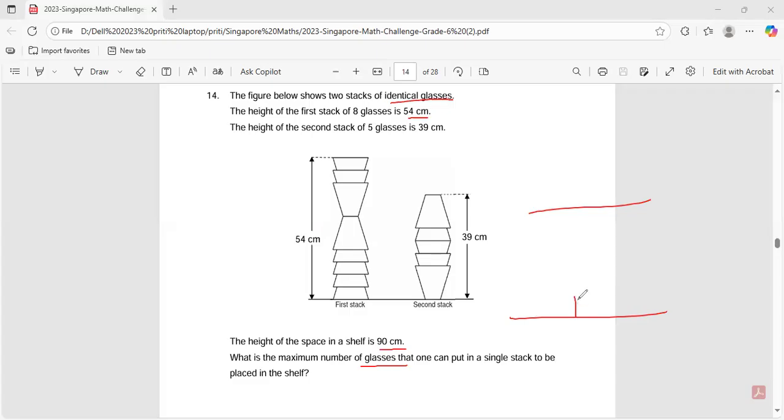Whenever you put the first glass, you will put it like this and then you'll stack on top of each other. So how many can you stack? For that, we need to know the length of this and the length of the smaller one. So how do we do that?